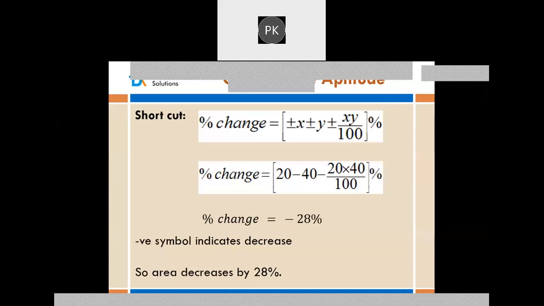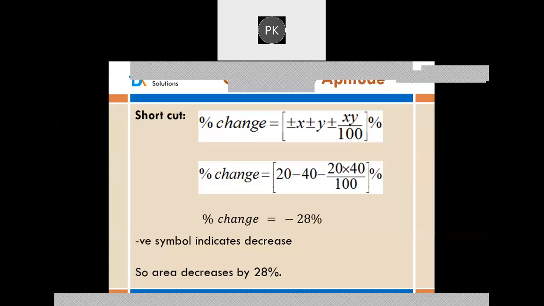Now the ticket price is increasing by 25%, and the number of people watching the cinema is reducing by 25%. Now my job is to find the net effect. Net effect, so plus one is plus 25. The first one is plus 25, the next one is minus 25. Minus into plus is minus.